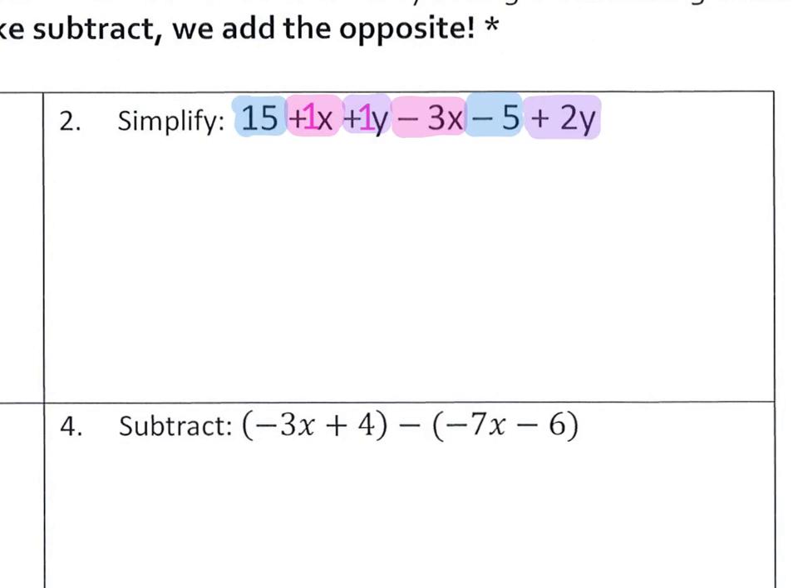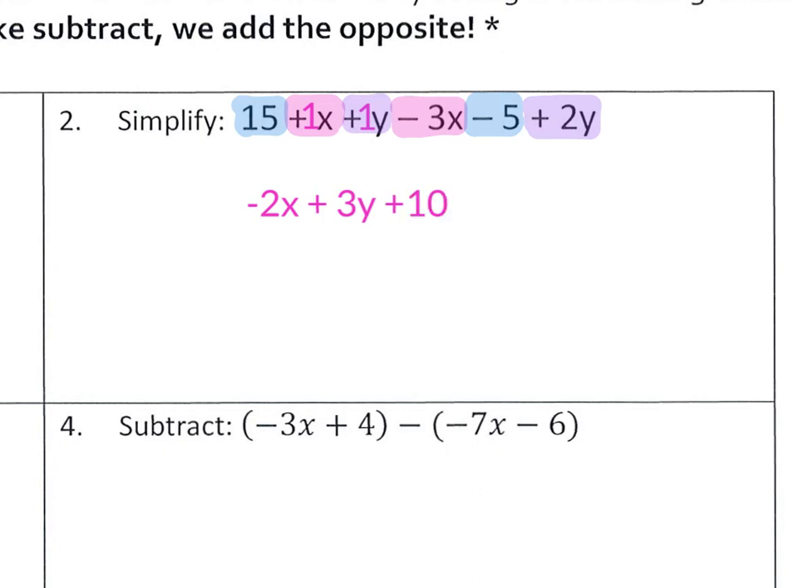So again, I'm going back to that x first. 1 minus 3 gives me a negative 2x. Since it's the first term, I need to put that negative in front. Then I look at the y's. We had the 1 plus the 2. 1 plus 2 is 3, so plus 3y. And then finally the constant, the 15 minus 5 to give me the positive 10.